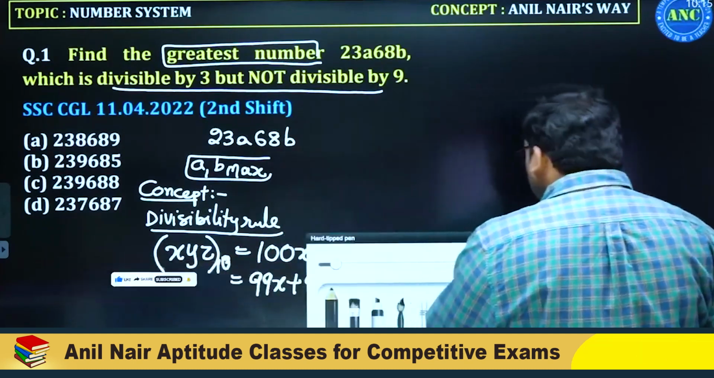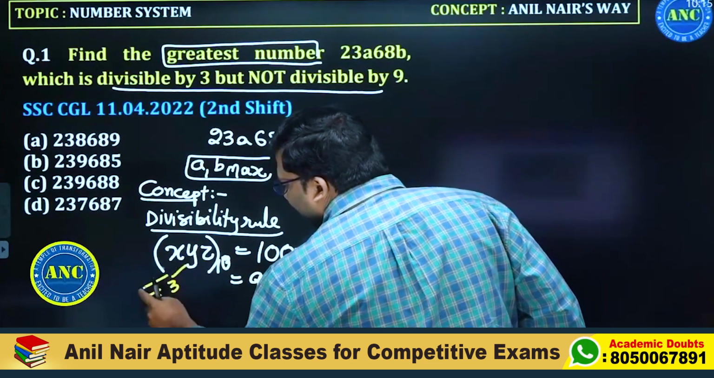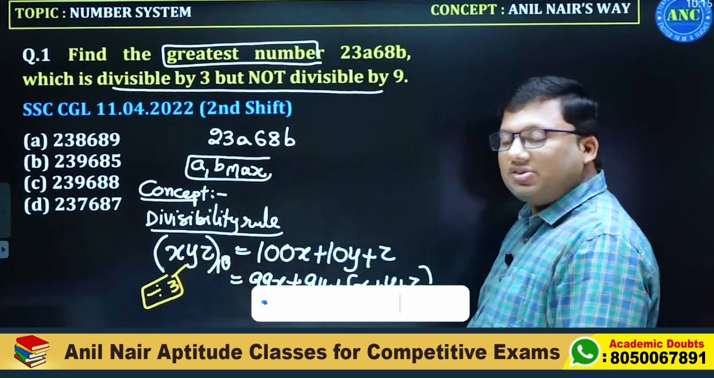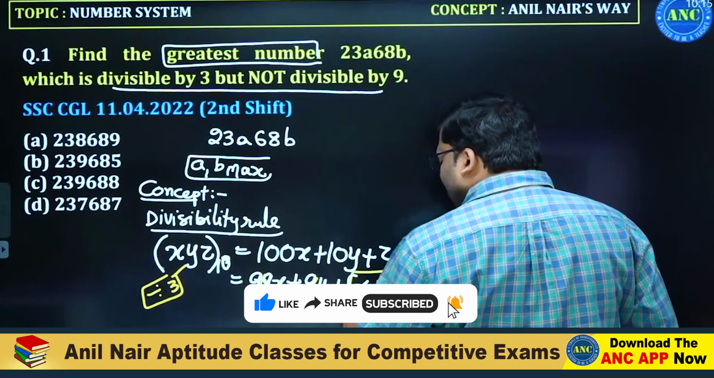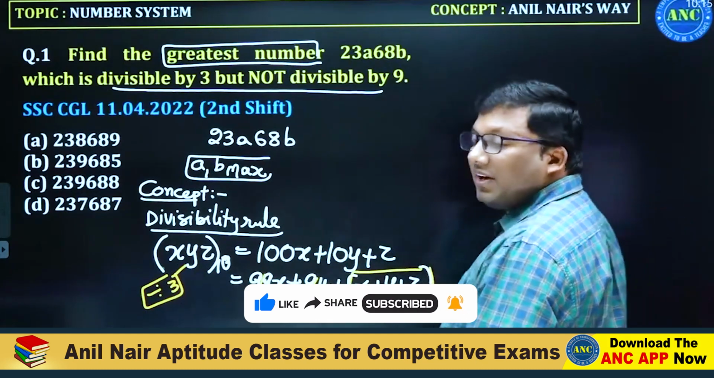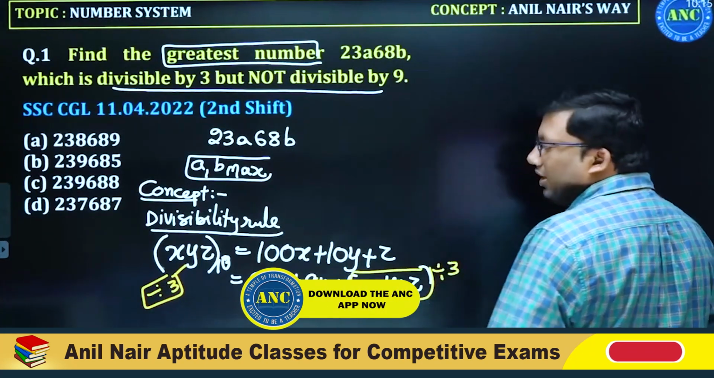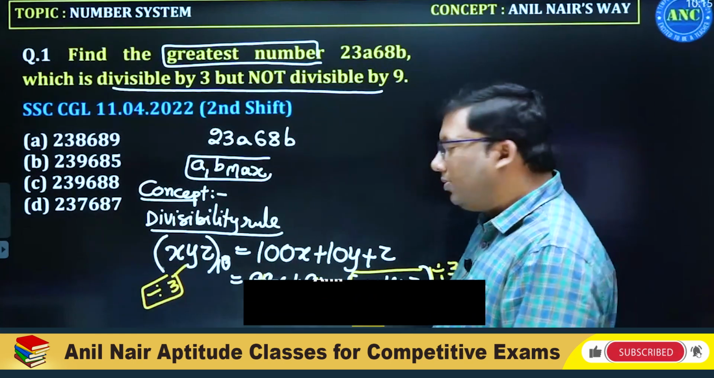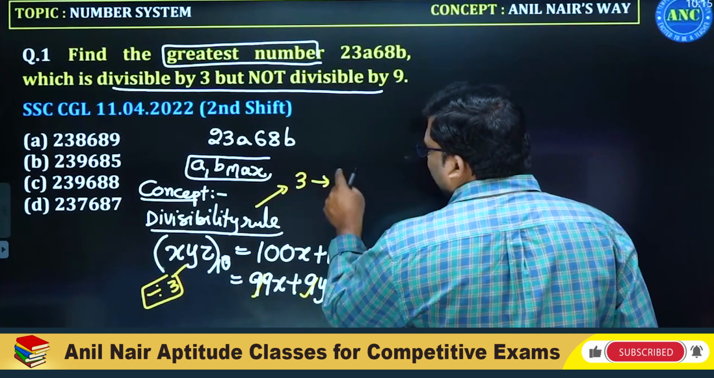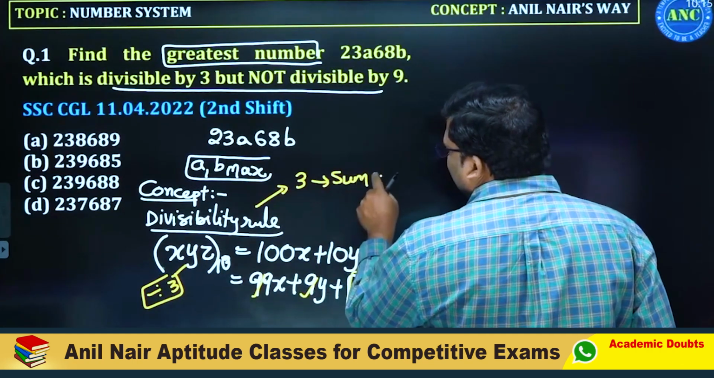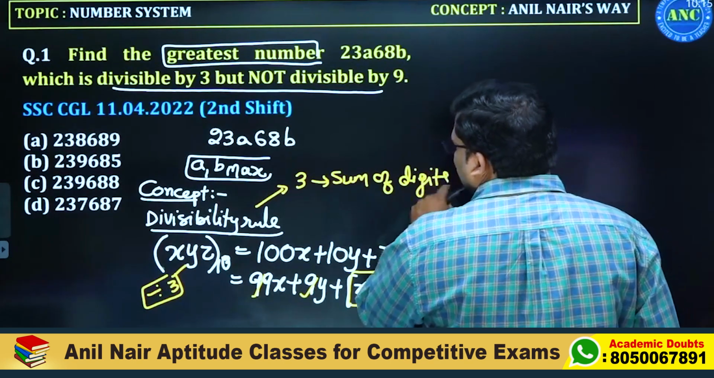Now listen carefully, sir. If I take the left-hand side as divisible by 3, then 99X is divisible by 3, 9Y is divisible by 3, so X plus Y plus Z, if I consider it as one term, should be divisible by 3. That means the divisibility rule for 3 is: the sum of the digits should be divisible by 3.